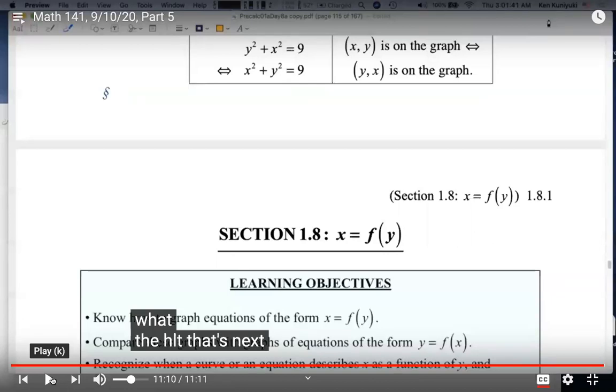Questions on 1.7, symmetry, even, odd, neither functions. Any questions?